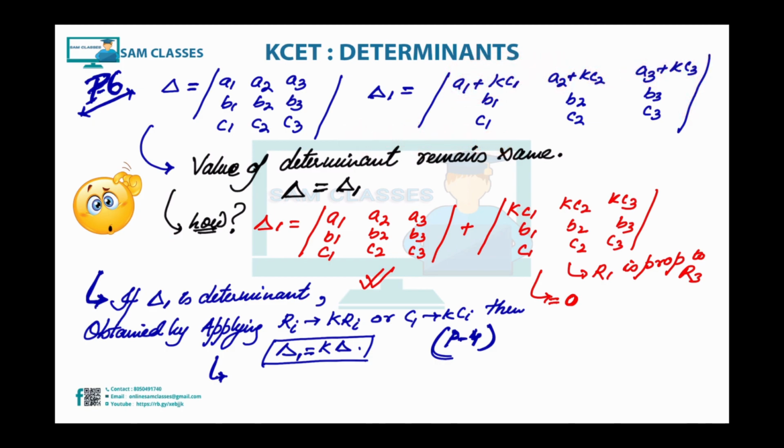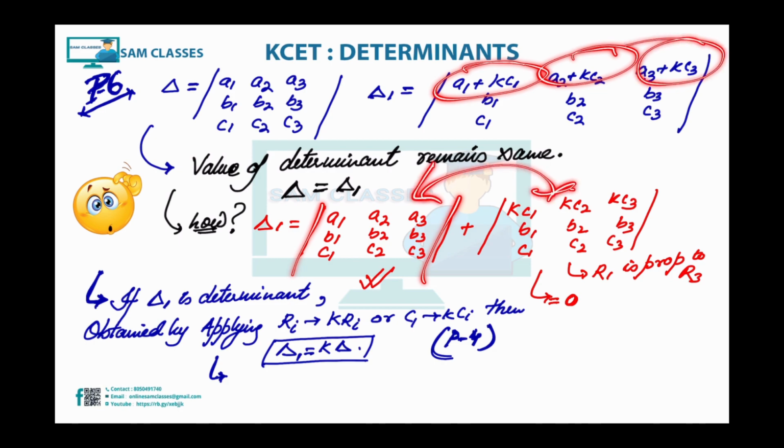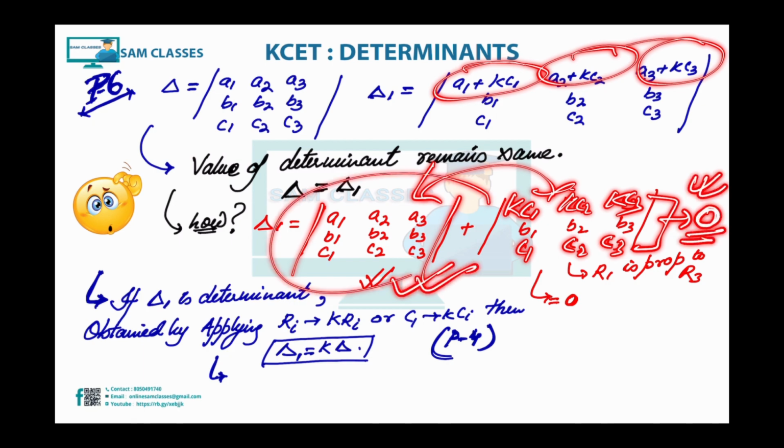Now if you see, the value of the determinant remains the same. Delta and delta 1 are the same. How? You will say, sir, we have multiplied k with the third row and then added it to the first row, how does it remain the same? Let's break it up. Property 5 will apply here. The first row elements we have broken up and written in the form of two determinants. And if you see kc1, kc2 and kc3 and the third row c1, c2 and c3, they are proportional to each other. The value of this determinant is 0.